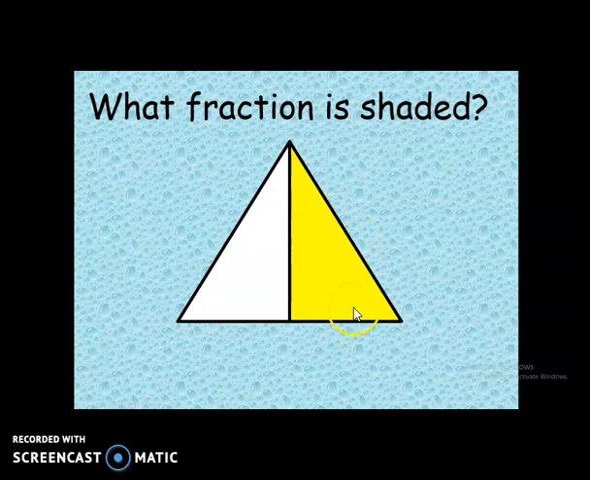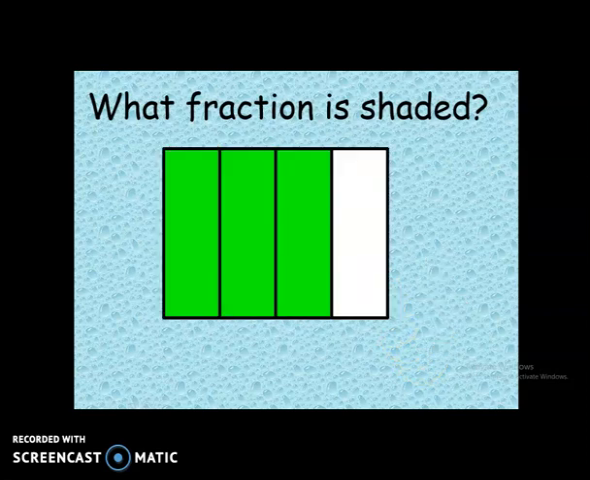This is the part that has been shaded. So what fraction is it? It is a half, which is 1 over 2, meaning that it is only 1 part that has been shaded. Okay. Let's continue.